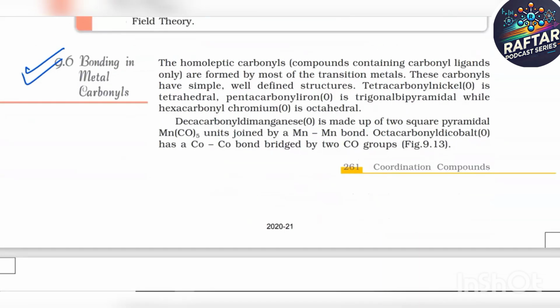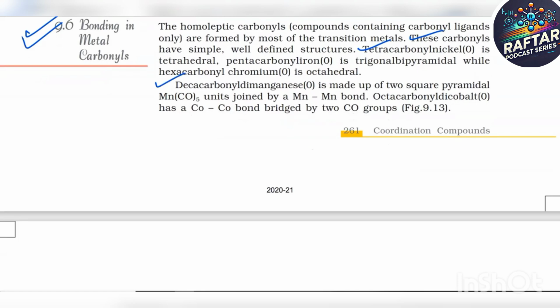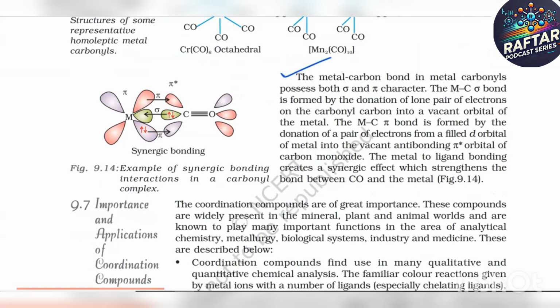5.6 Bonding in metal carbonyls. The homoleptic carbonyls, compounds containing only carbonyl ligands, are formed by most transition metals. These carbonyls have simple, well-defined structures. Tetracarbonylnickel(0) is tetrahedral. Pentacarbonyliron(0) is trigonal bipyramidal, while hexacarbonylchromium(0) is octahedral. Decacarbonyldimanganese(0) is made up of two square pyramidal Mn(CO)5 units joined by an Mn-Mn bond. Octacarbonyldicobalt has a Co-Co bond bridged by two CO groups.